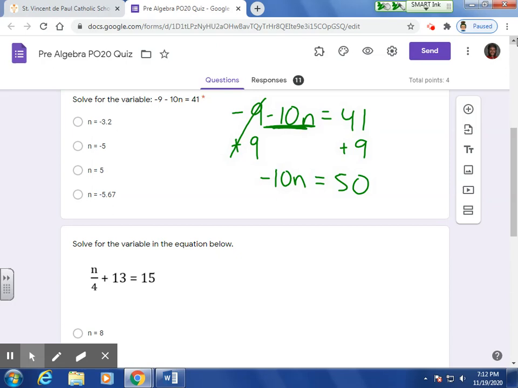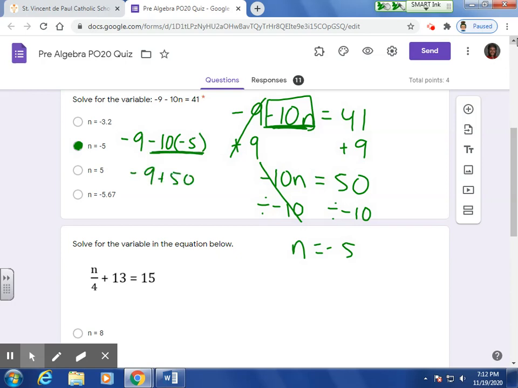Then to get n by itself, we divide both sides by -10. -10 divided by -10 is a positive 1n, and 50 divided by -10 is -5. That's the second option there. I tried to throw you off by putting that positive 5 in there also, making sure you brought this sign down, and for the most part, you did. Kudos there. Check this: -9 minus 10 times -5. That -10 times -5 gives us a positive 50.